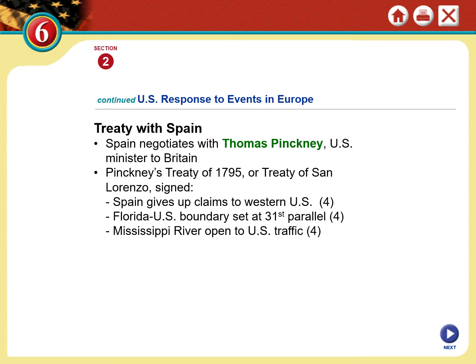They also agree that the Florida and U.S. boundary is set at the 31st parallel and the Mississippi River would be open to United States traffic. And so if you remember, during the Articles of Confederation, the United States was struggling to pay its debts, we owed Spain a lot of money. And because we couldn't pay Spain what we owed them, one consequence was they closed the Mississippi River to United States traffic.